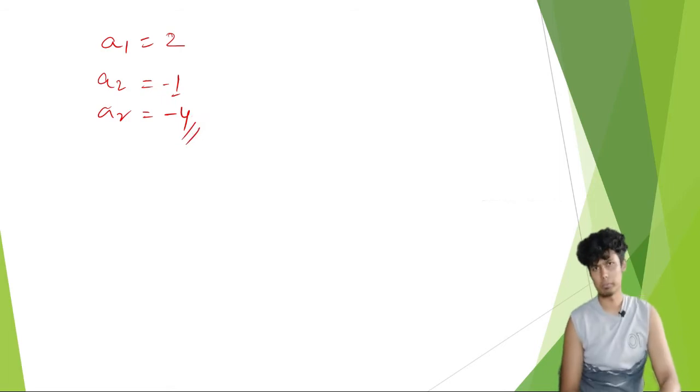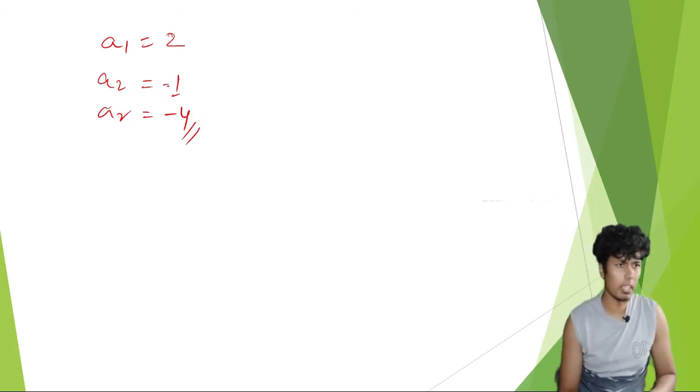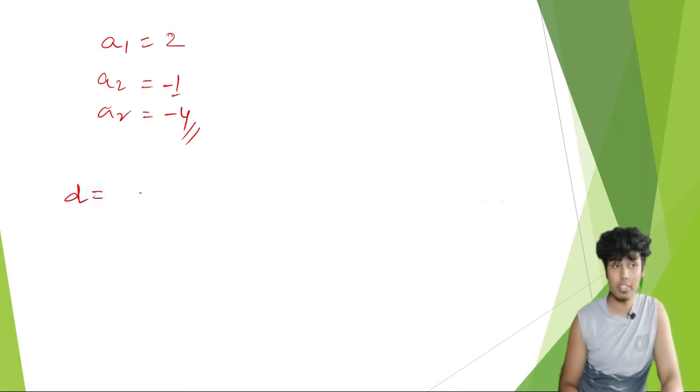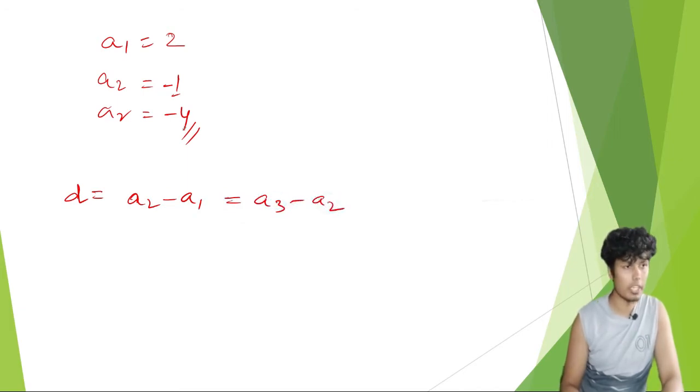Okay, now that should be simple, and let us look into it. 2, minus 1, minus 4. So what do we need to find out? We need to find out the value of d, the common difference. d will be a2 minus a1, or a3 minus a2. Sorry, I have written here 2, this must be 3. So a2 minus a1 is minus 1 minus 2, or a3 will be minus 4.